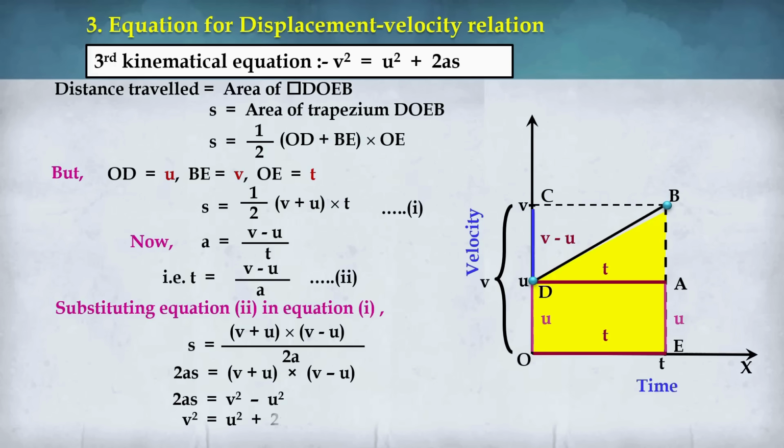Rearranging the equation gives the final result. V squared equals u squared plus 2 multiplied by acceleration multiplied by displacement. This is called the third kinematical equation of motion.